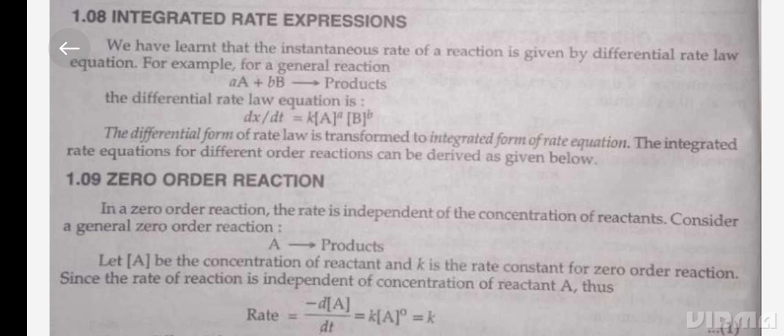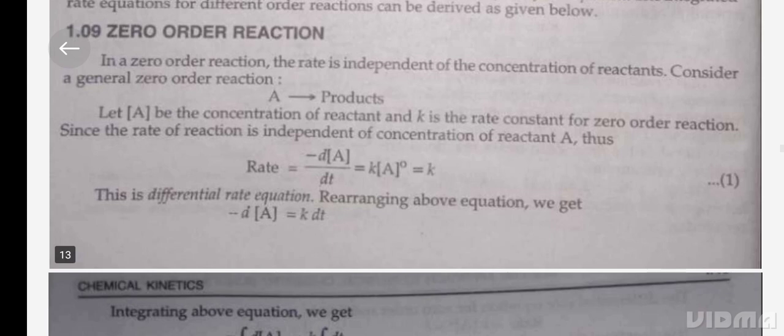Integrated rate expressions. We have learned that the instantaneous rate of a reaction is given by differential rate law equations. For example, for a general reaction aA + bB gives products, the differential rate law equation is dx/dt = k[A]^a [B]^b. The differential form of the rate law is transformed to the integrated form of the rate equation. The integrated rate equations for different order reactions can be derived as given below. Zero order reaction. In a zero order reaction, the rate is independent of the concentration of the reactants.